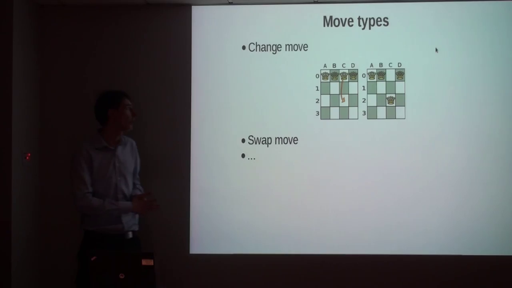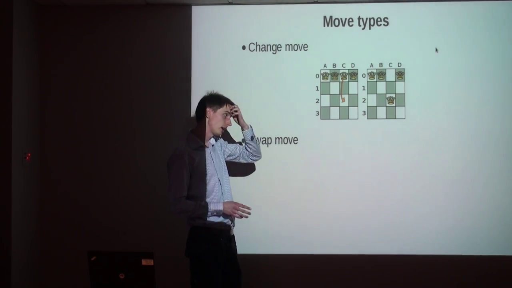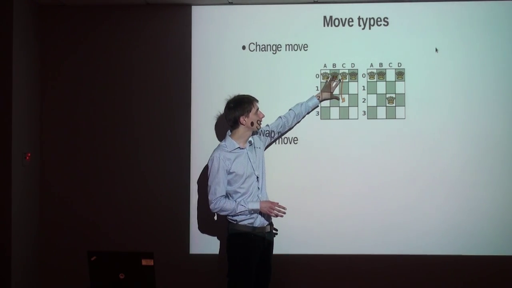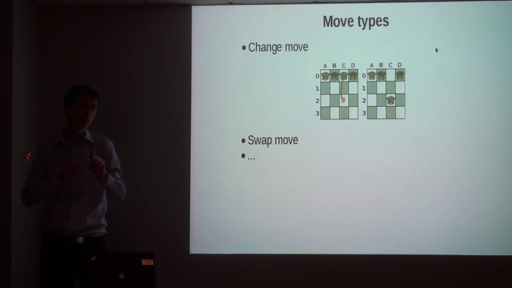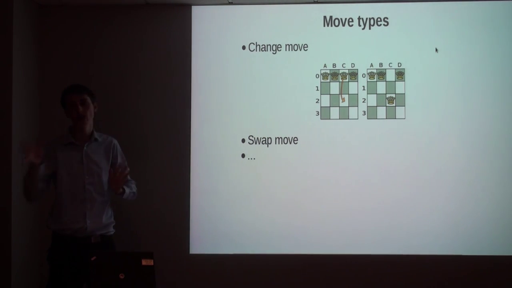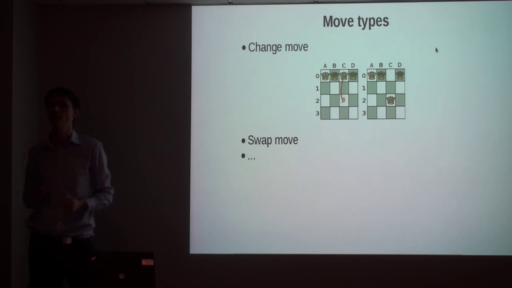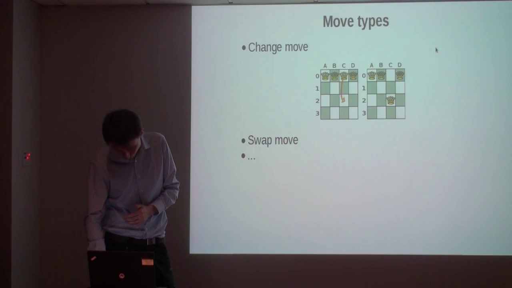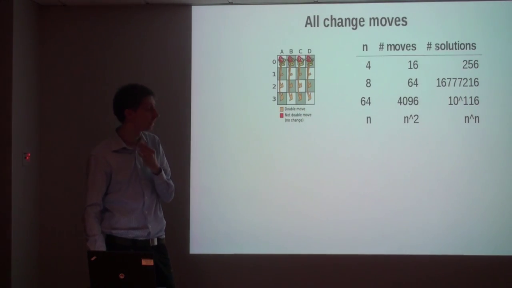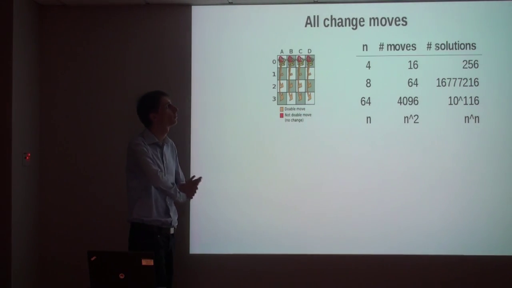The thing is that it actually helps the algorithm if you do the swap moves, because it's more likely to take those moves because it doesn't break any hard constraints in between. It's an implementation detail. Now the important thing to understand is the number of moves.